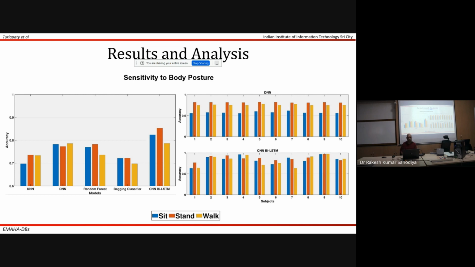In other words, there's an impact of the body position on the classification performance. So a similar thing can be said about the subject-wise performance. And one important observation is that in this body posture analysis, you can see that CNN with LSTM actually outperforms the DNN network in all three conditions.